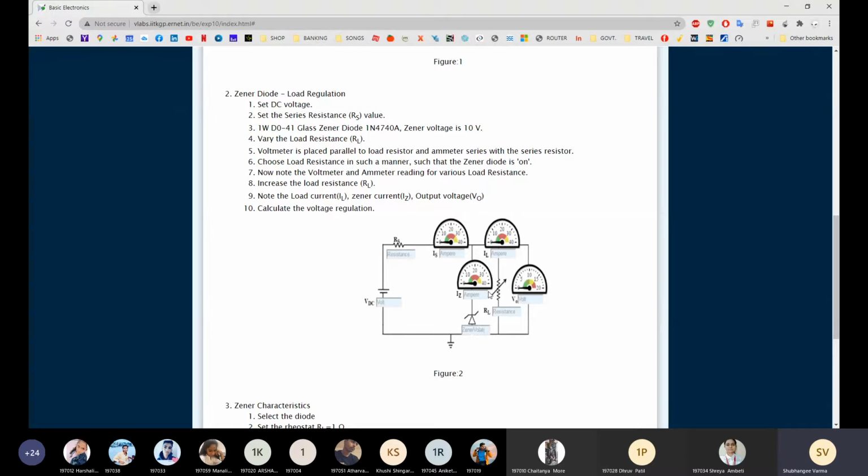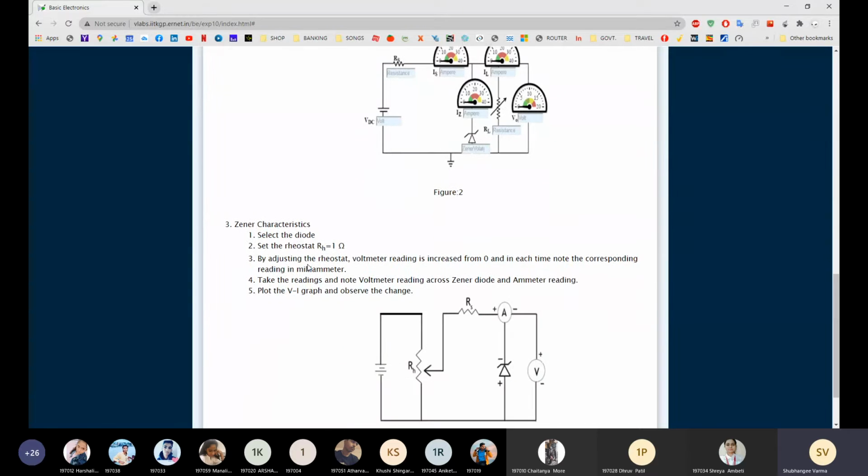The voltmeter is placed parallel to the load and the current meter is in series. Choose the load resistance in such a manner that the Zener diode is on. Now note the voltmeter and ammeter readings for various load resistances. Increase the load resistance RL, note down IL, IZ and the output voltage. These three values we are going to note, and calculate the voltage regulation.